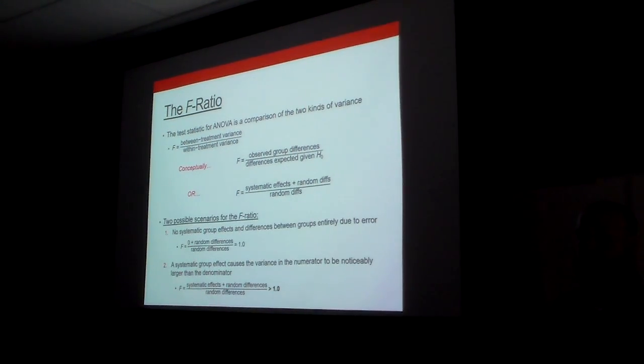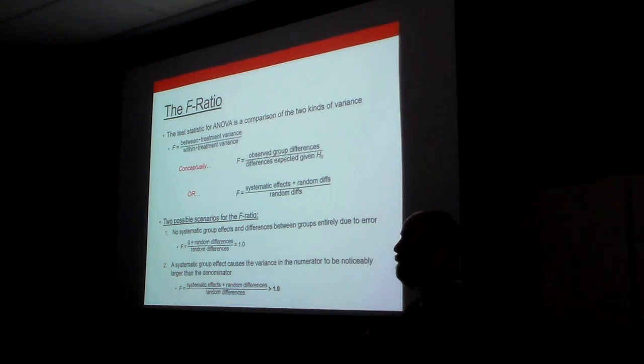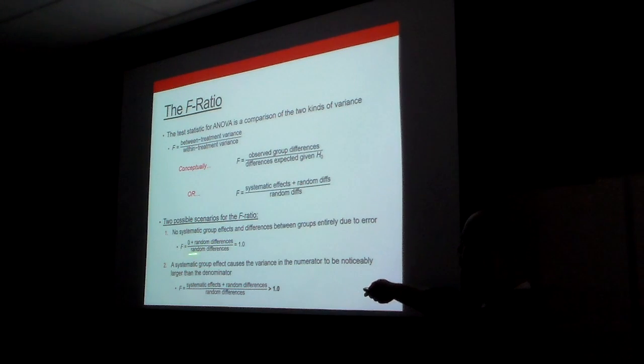So I've got two different scenarios here. If I have no systematic group effects, the populations from which I'm drawing samples really don't differ on the outcome. The populations all have the same mean. I've got no effects. I'm going to see some differences, but those differences are just due to random variation. If I take no effect plus random differences over random differences, I'm going to get an F statistic that's close to 1.